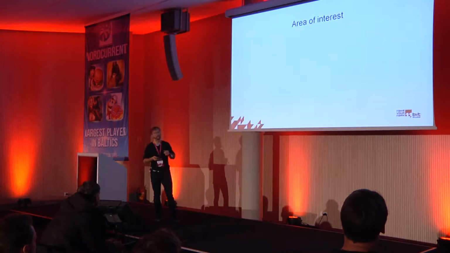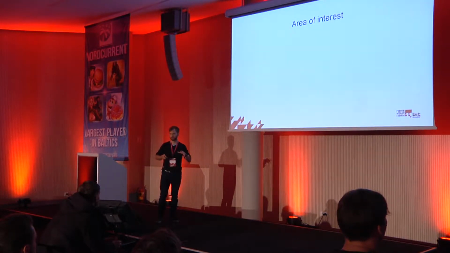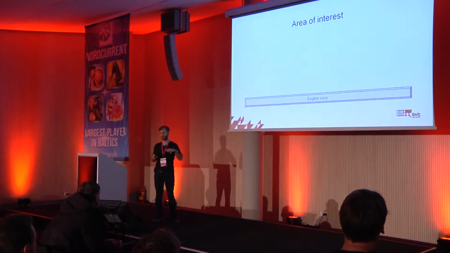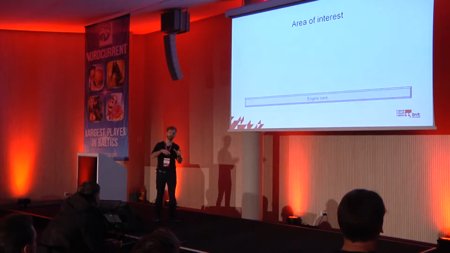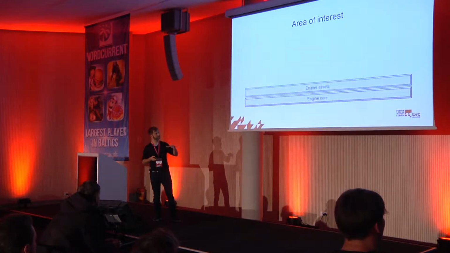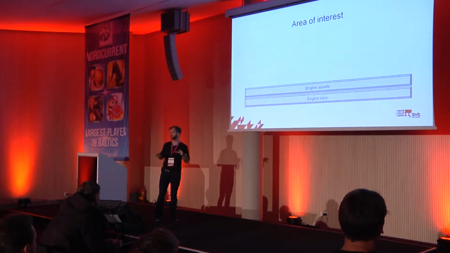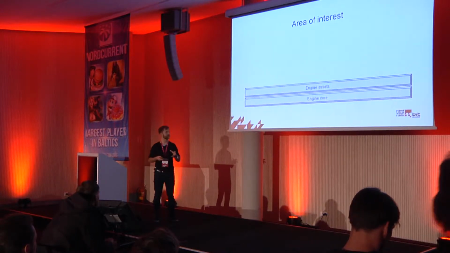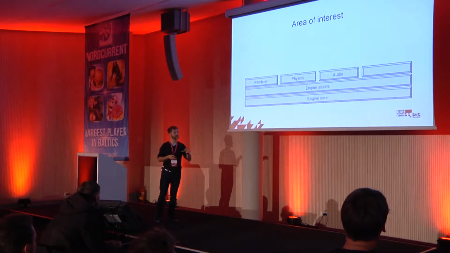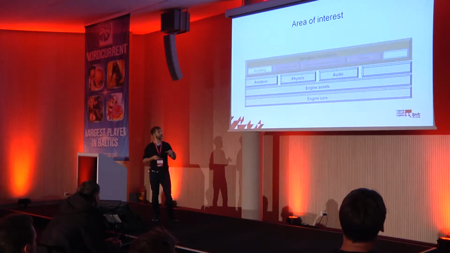So, what's the area of interest? If you imagine what the game engine looks like, at the bottom there's the engine core. So there's the mathematics there, memory management, and so on. Above that, there are engine assets, so managing every file from the engine, right? And then we have systems like render, physics, audio, and so on. Above that, there's the area of interest.